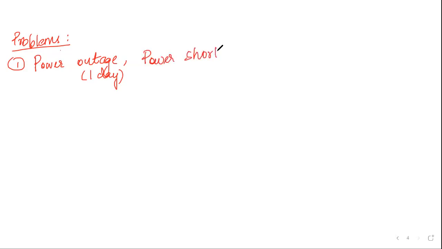So power outages, power shortages, interrupted power services. These are some of the problems with respect to power. Since aluminum is a highly energy-intensive sector, power is an important constraint. If you do not have power, this industry will not be able to run.